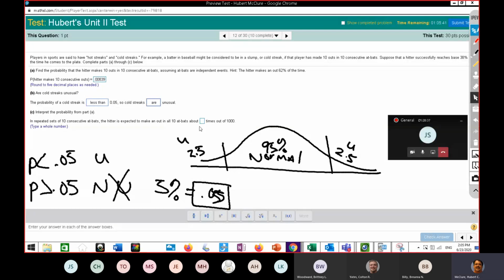If repeated 1,000 times, that would be 1, 2, 3, 8 bats. Or 8, whatever. And check answer. Look there.